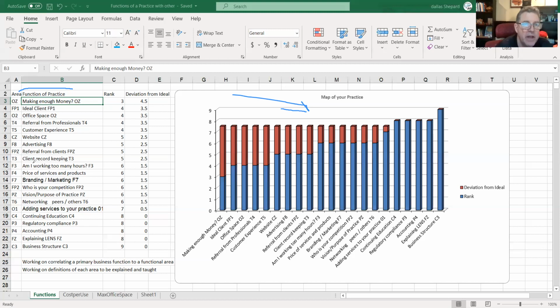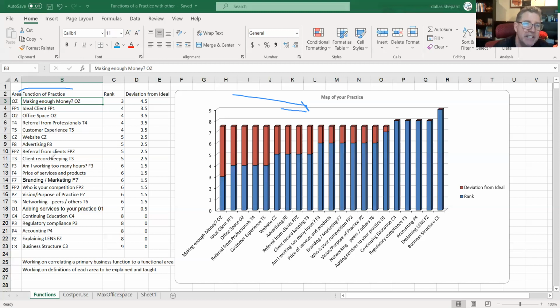This also ties back into making enough money, but am I working too many hours? How many hours a day do I want to work, and how many hours a day or a week am I working? It's just something to be able to talk about. How about price of services and products? How are you priced? Are you priced competitively? Are you the cheapest? Are you the most expensive? It's a discussion to be had, and finding that right niche for you is obviously vitally important.